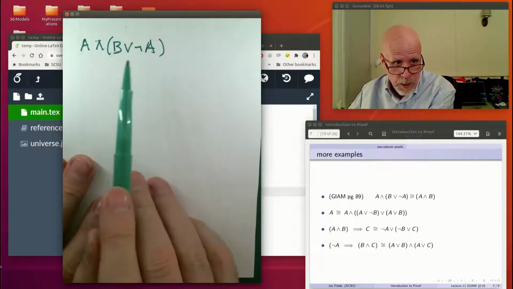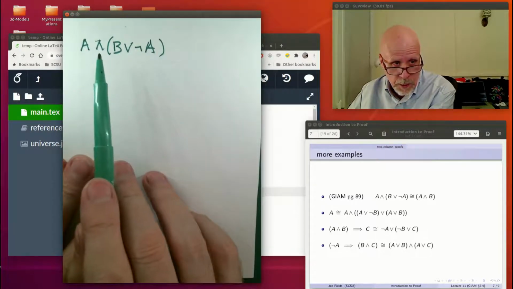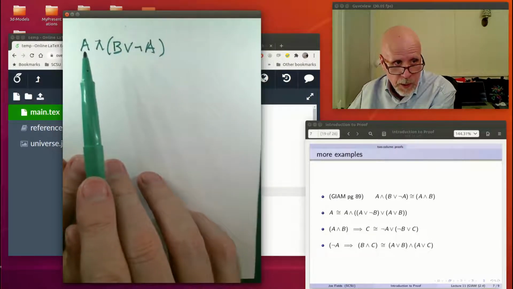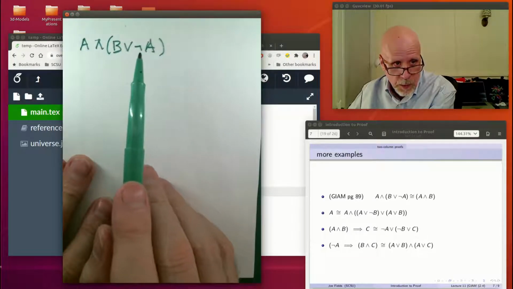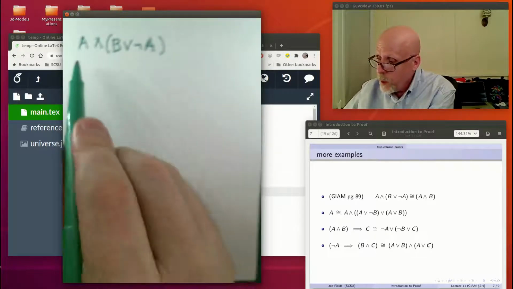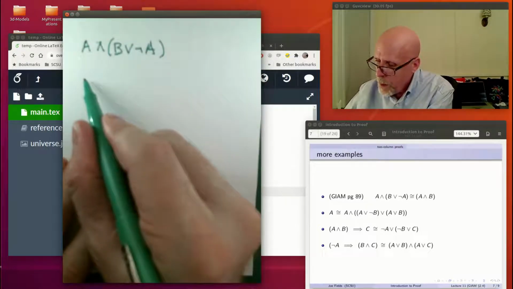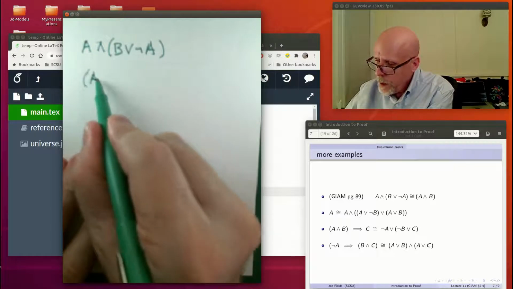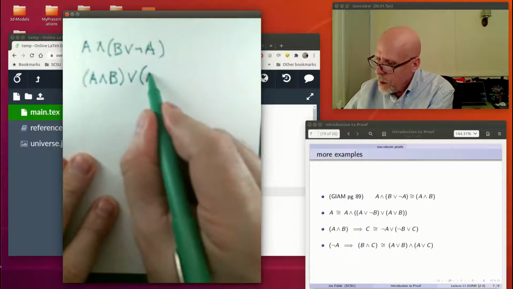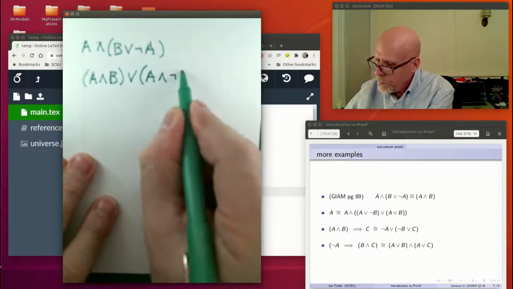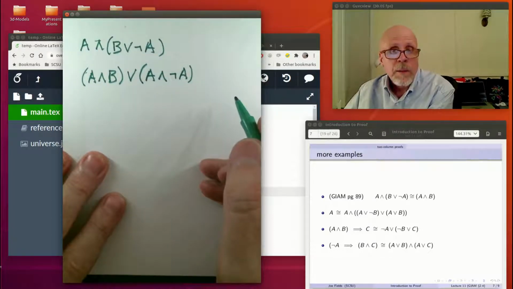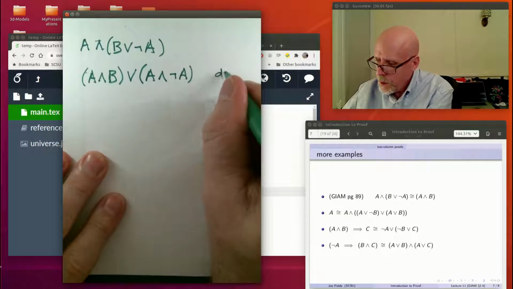I'll just point out absorption does not work here because, well, it's got the right pattern where there's an and on the outside and an or on the inside, but the things on the outside have to match exactly with one of the things on the inside. Here it's A and not A, and that's not going to cut it for absorption. So we can distribute though. That's legal, and we would get A ANDed with B, ORed with A ANDed with not A. The justification for that is the distributive law.